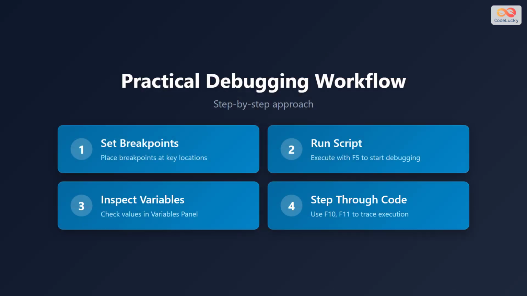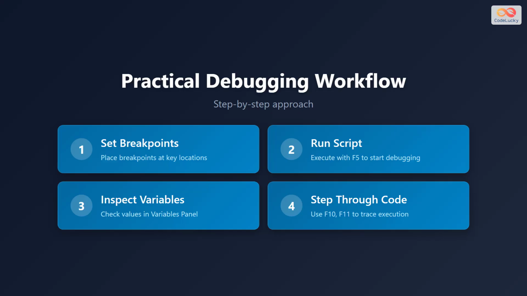Let's put it all together with a practical debugging workflow. First, set breakpoints at key locations in your script where you want to examine execution. Focus on areas where you suspect problems or where complex logic occurs. Second, run your script by pressing F5 to start the debugging session. Execution will pause at your first breakpoint.